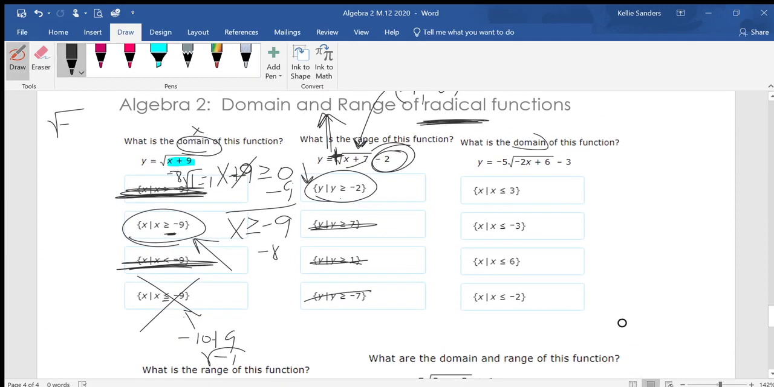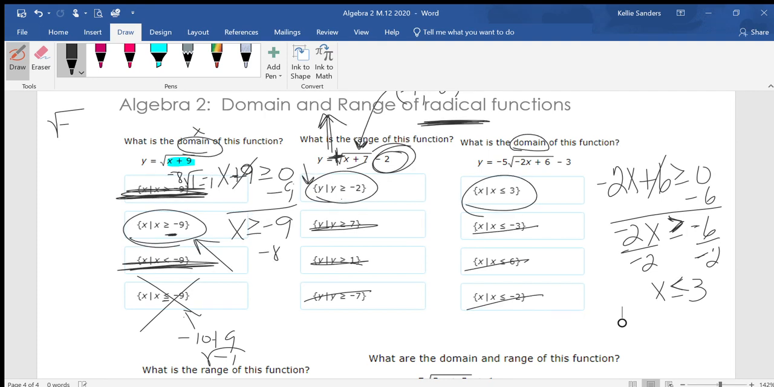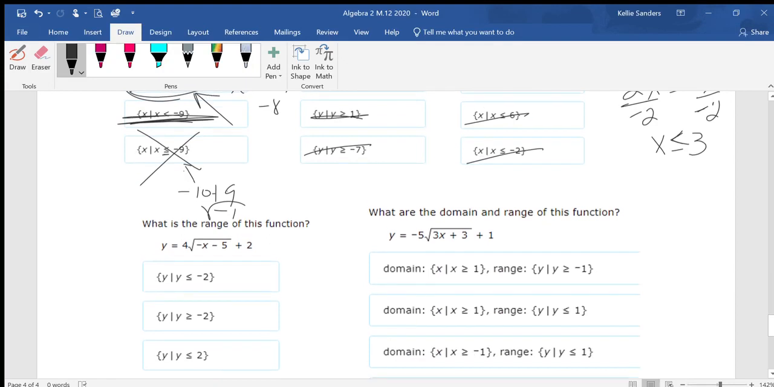The question is the domain. The domain is what you have to actually do some work on. We've got to set that inside greater than or equal to 0. We're going to subtract the 6. Keep the arrow the same for now. But we have to divide by negative 2 to be able to get x by itself. And if you recall, you have done this before: if you divide by a negative, what happens to your arrow? It switches signs, and negative 6 divided by negative 2 is a positive 3. So positive 3 makes the inside 0, and x is going to be smaller than 3 to be able to get positives on the inside. That's how you find the domain.